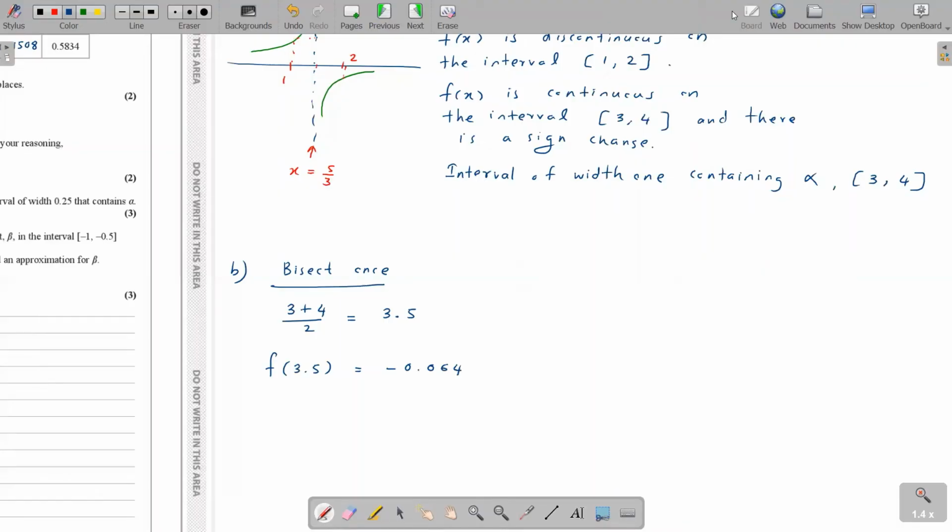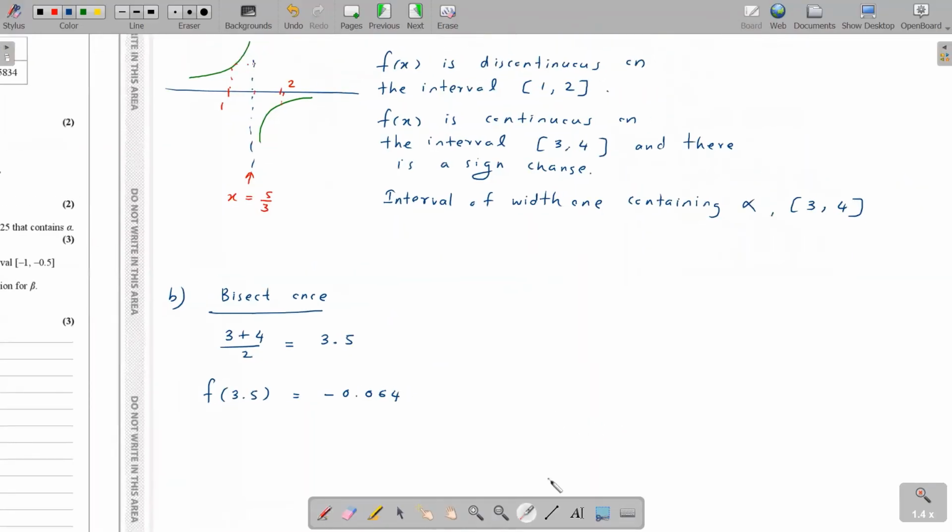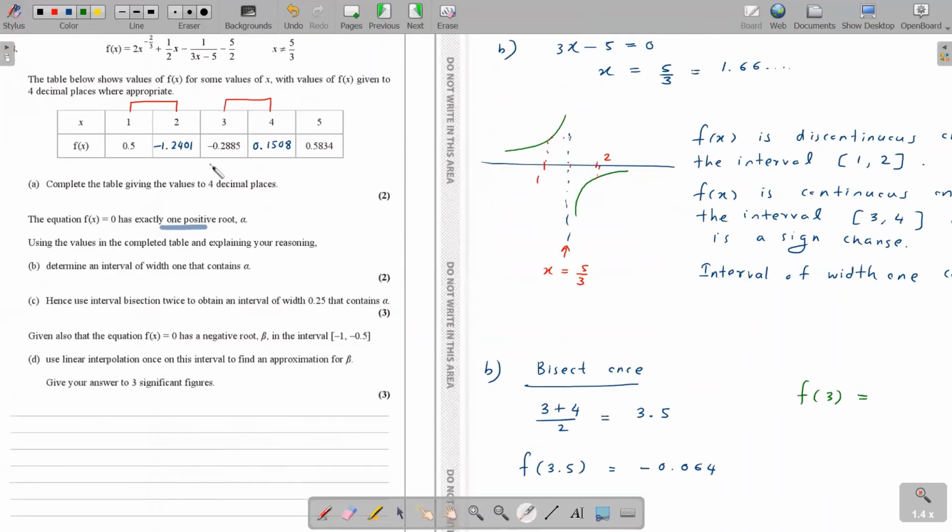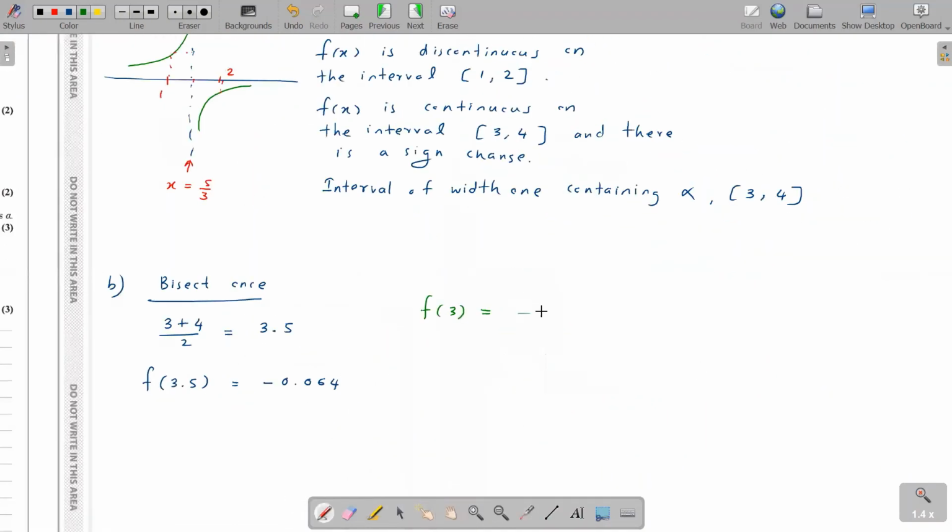To have alpha, there must be a sign change. From the two previous values, f of 3 and f of 4, we had f of 3 and f of 4, right? We had the value f of 3 in our table. When x is 3, the y value is minus 0.2885. And what was the f of 4 value? That was a positive figure: 0.1508.